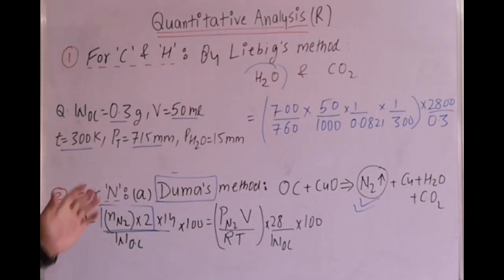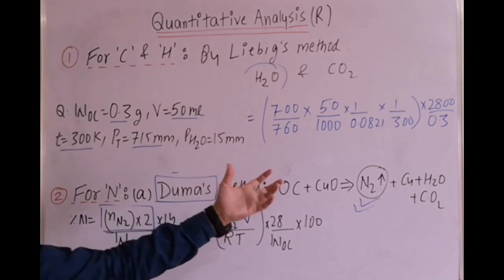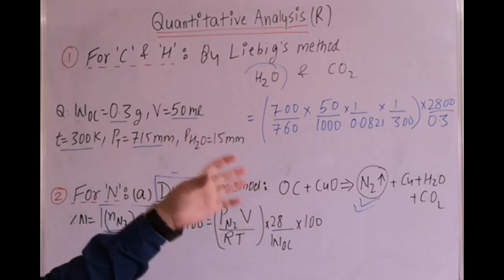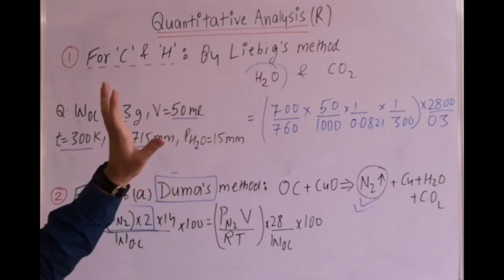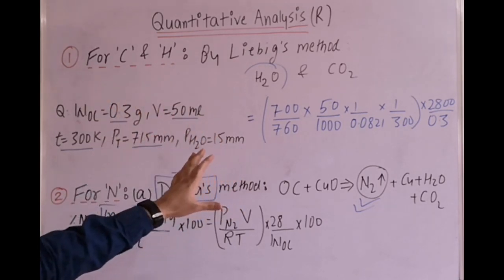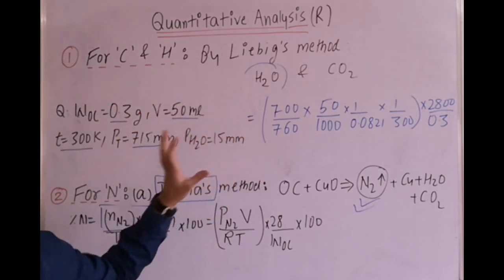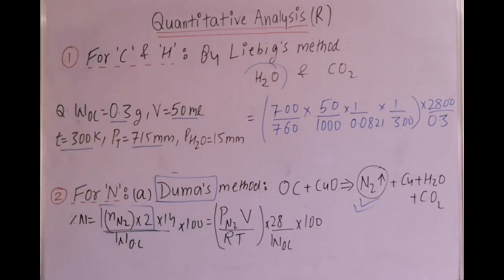Now this is one method. In NCERT they have given one method in terms of volume of N2 at STP. You can use that formula also, and you will get approximately the same answer, right? So by using that one also you will get the percentage of nitrogen using Dumas method.